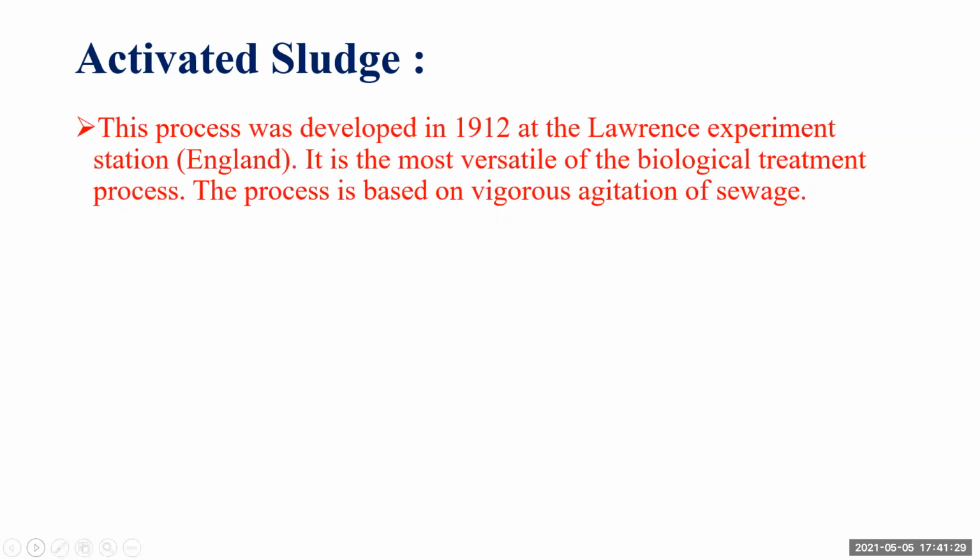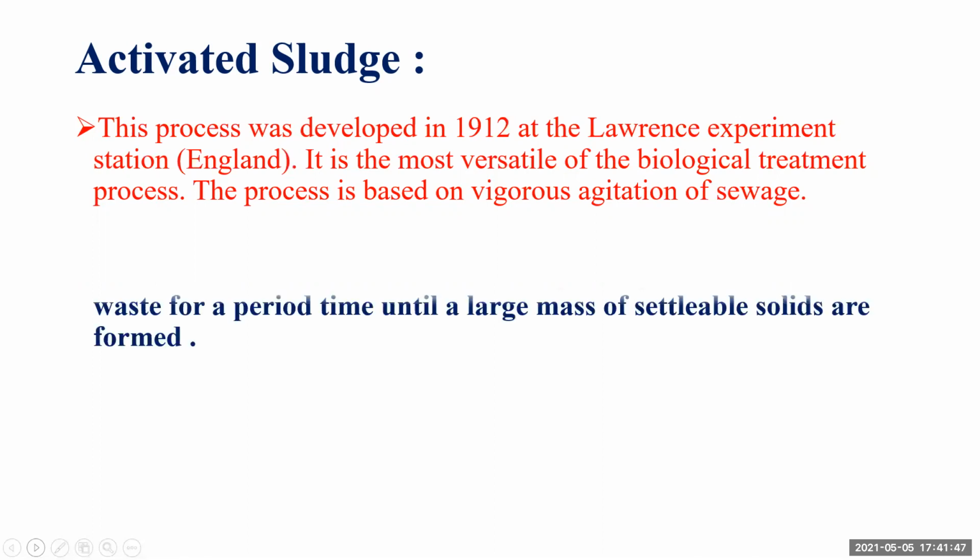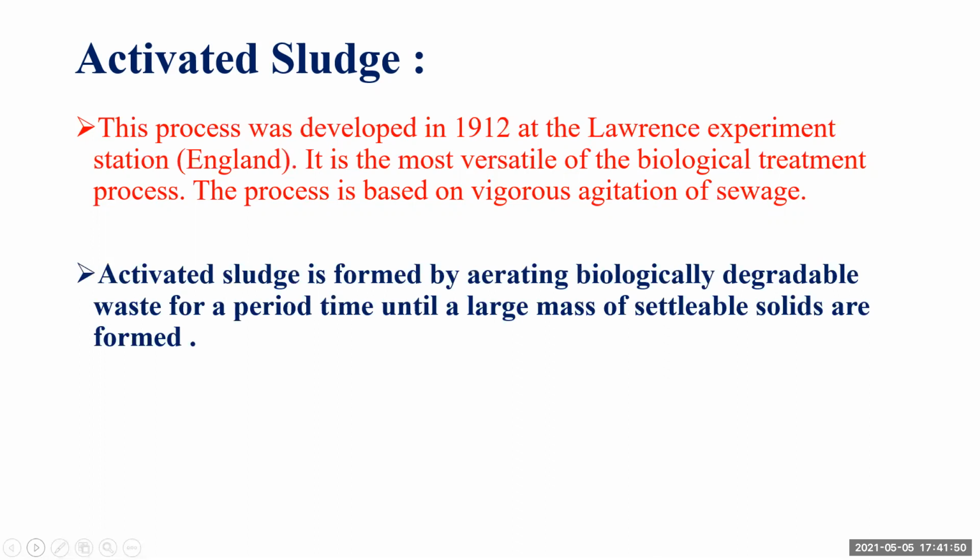The process of activated sludge was developed in 1912 at the Lawrence Experimental Station in England and is supposed to be the most versatile biological treatment process for secondary sewage treatment. This process is based on vigorous agitation of sewage. Activated sludge is formed by aerating biologically degradable waste for a period of time until a large mass of settleable solids are formed. So, as I said, the process is based on vigorous agitation of sewage.